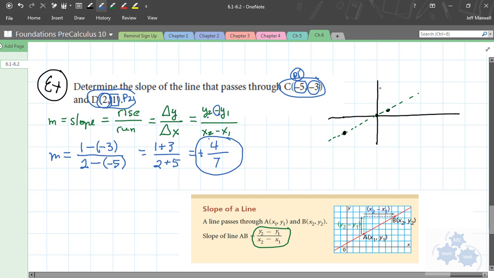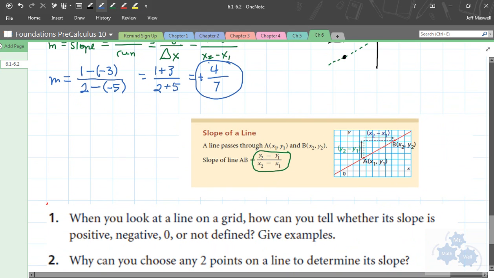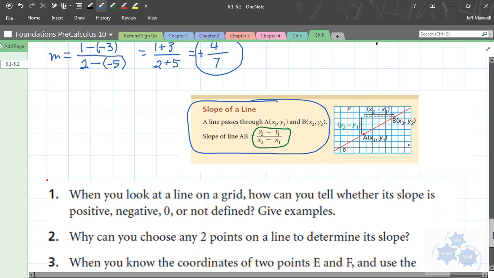Okay? Questions? Okay, so make sure you have this written down right here. The slope of a line is y2 minus y1 over x2 minus x1. And here's the little diagram from your textbook if you need to see that.